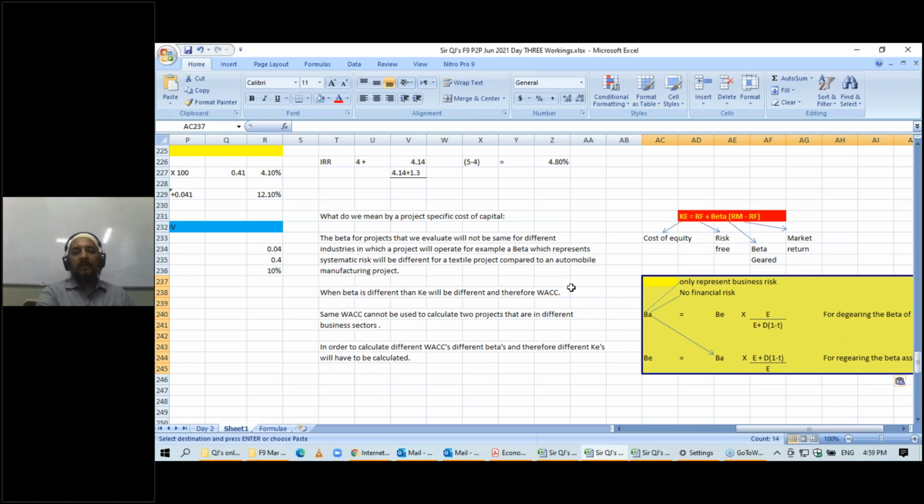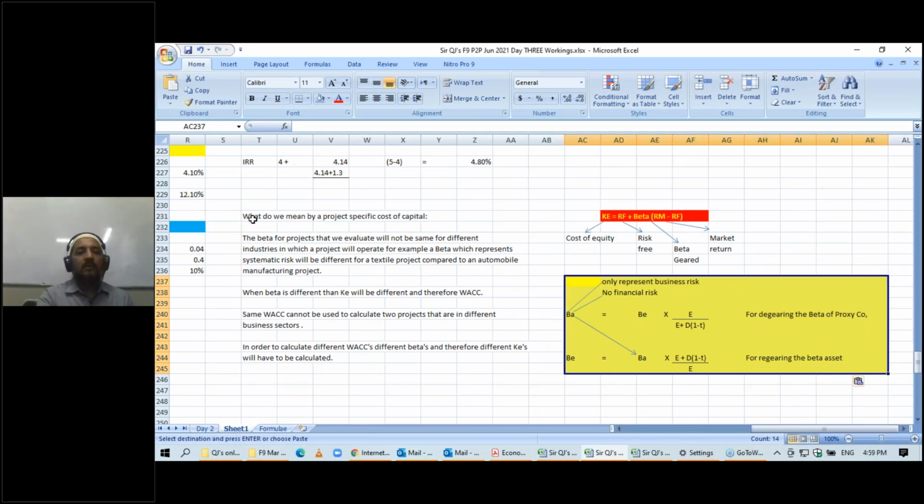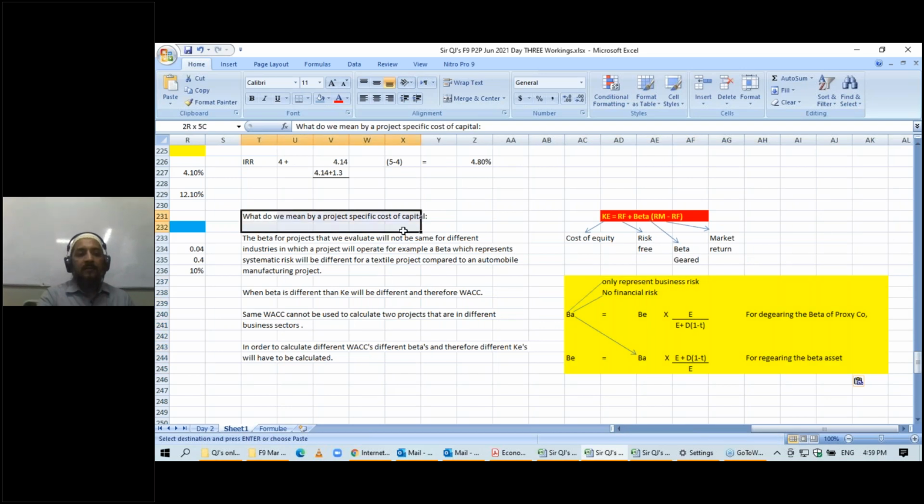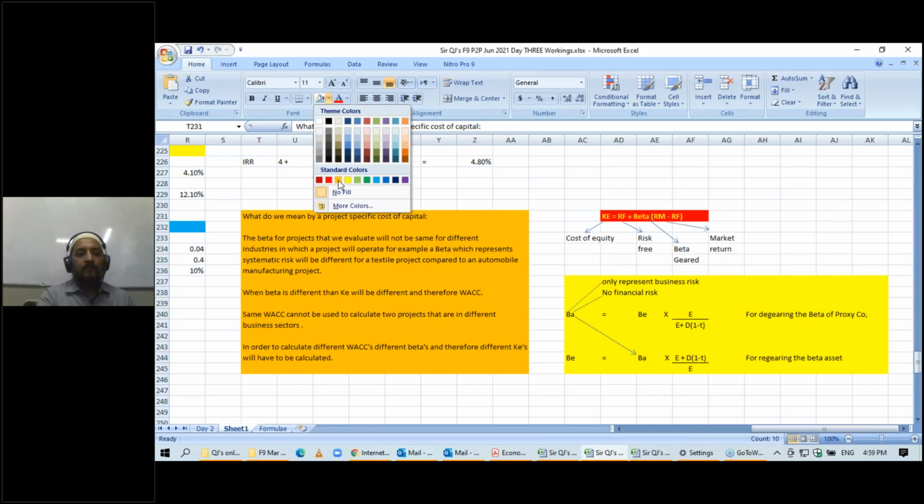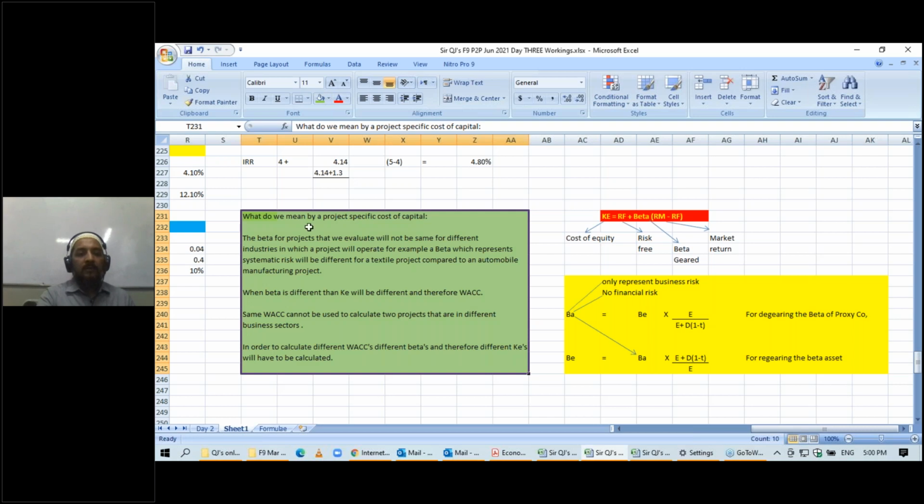Okay, students, let me explain what we mean by a project specific cost of capital. So please look at the green patch, where I'll explain.